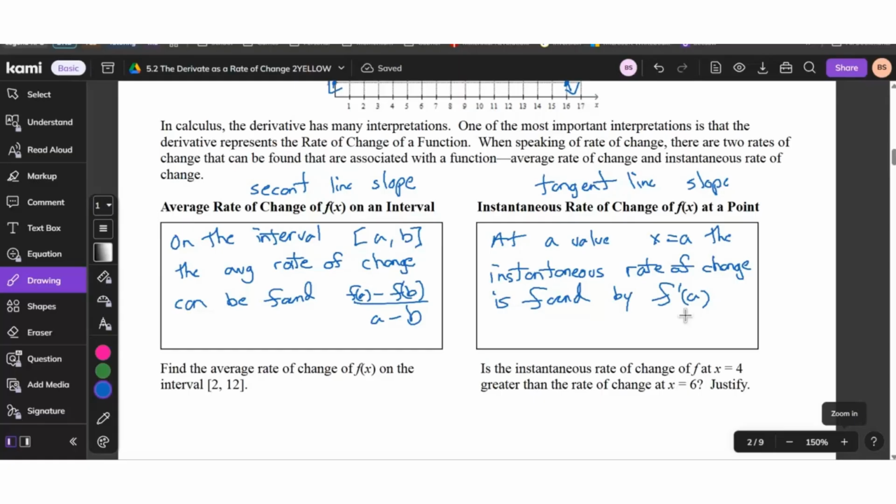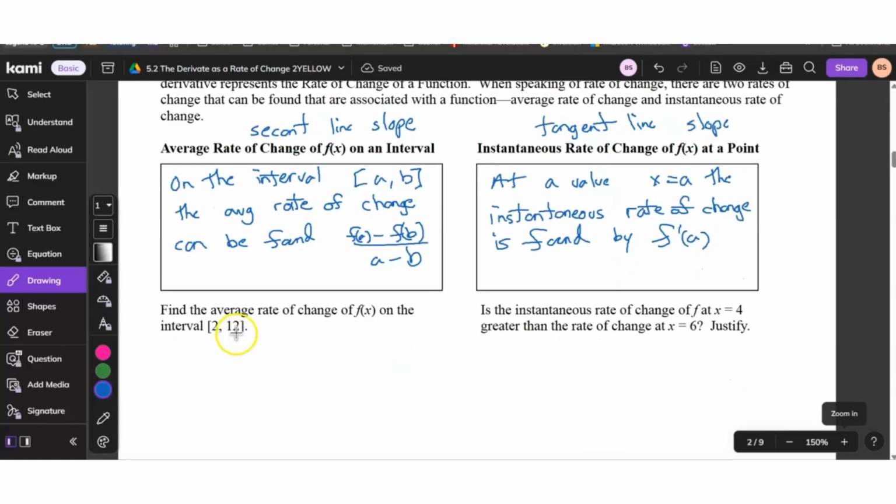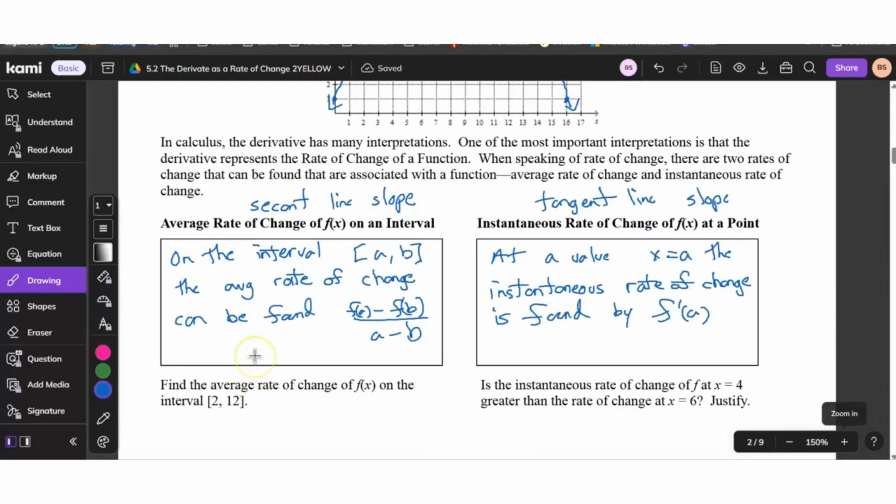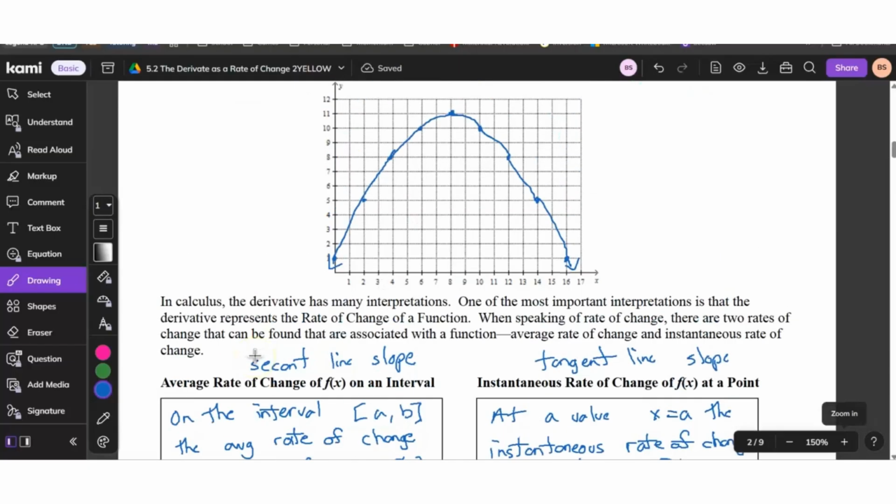We'll see. Okay. So then, find the average rate of change of f of x on the interval 2 and 12. Well, first of all, let's go up and actually draw what that might look like, right? So from 2 here until 12. And so that should look like that, which of course is our secant line, which means it is our average.